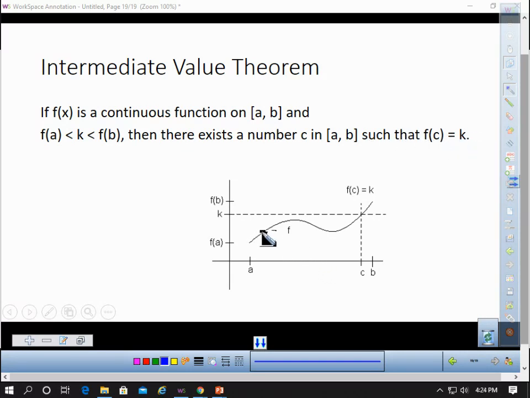And this is a picture. Here's your function. It's continuous on the interval a to b. And between f of b and f of a, because you put b in the function, get this number, put a in the function, get this value, f of a.